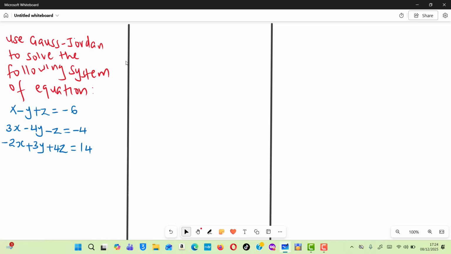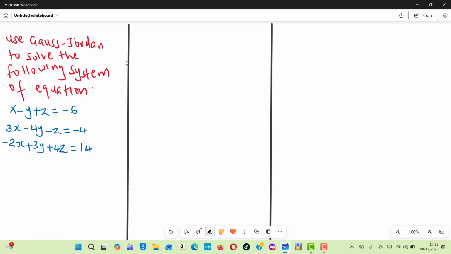Today we solve a system of 3 equations using Gauss-Jordan elimination and reduced row echelon form. By the end of this video, we will reach the exact values of x, y and z. The first step is to convert this system into an augmented matrix, and this is how we do it.